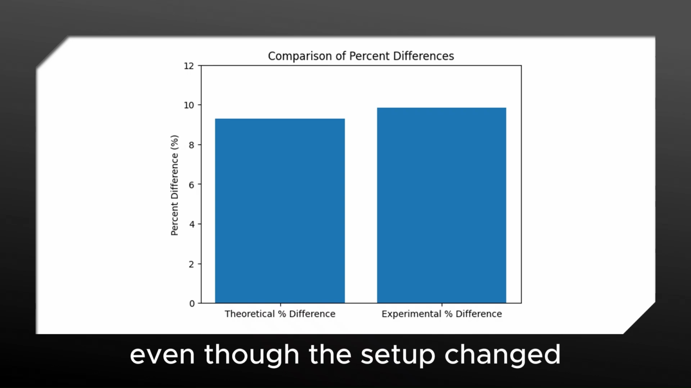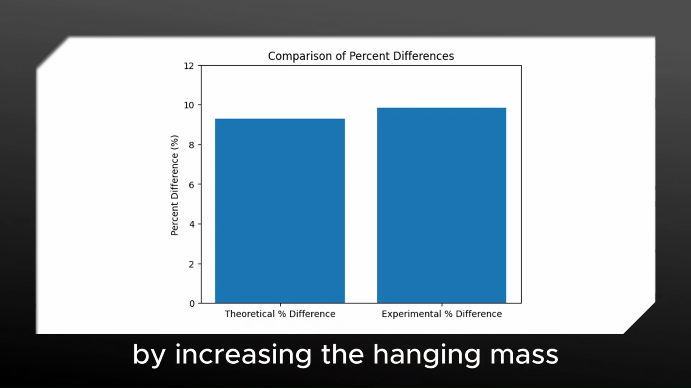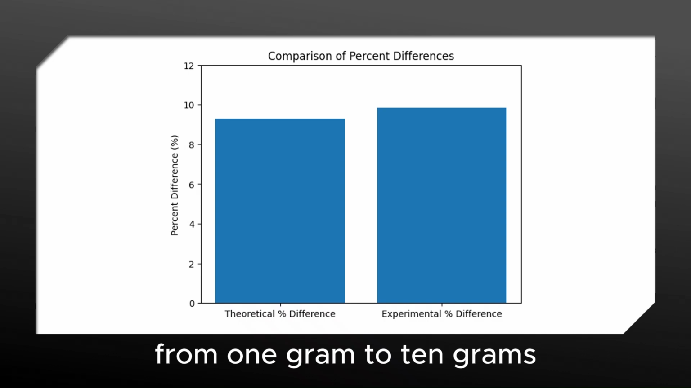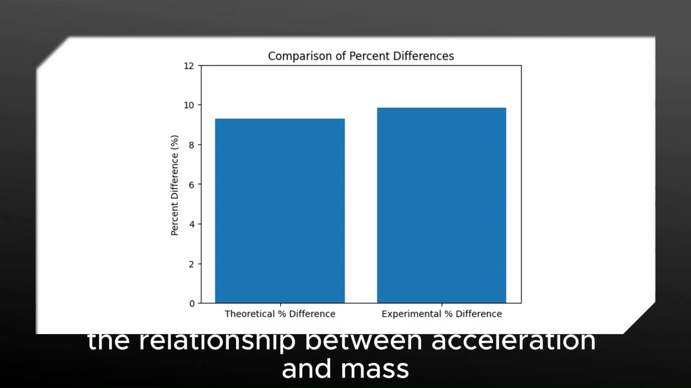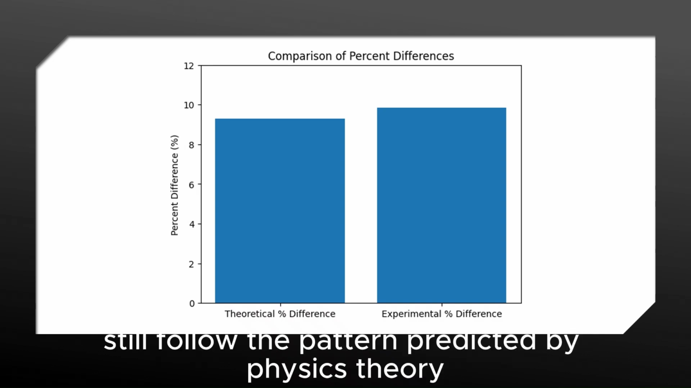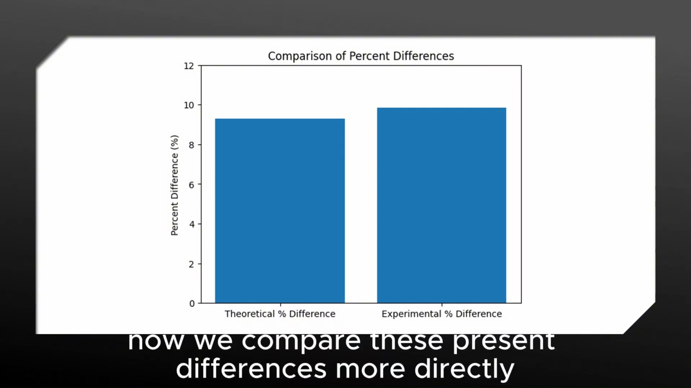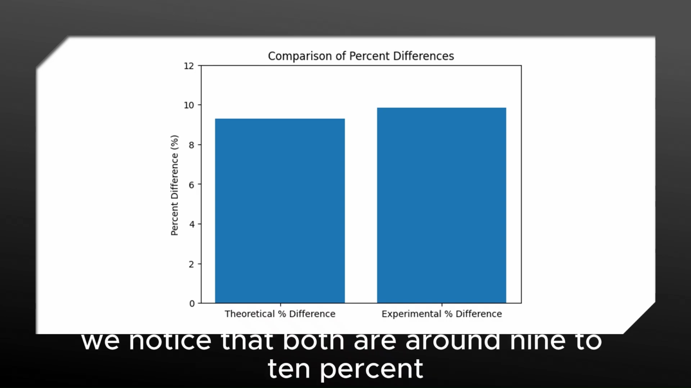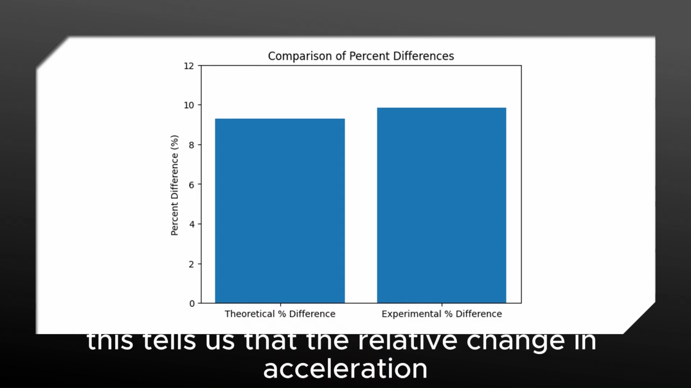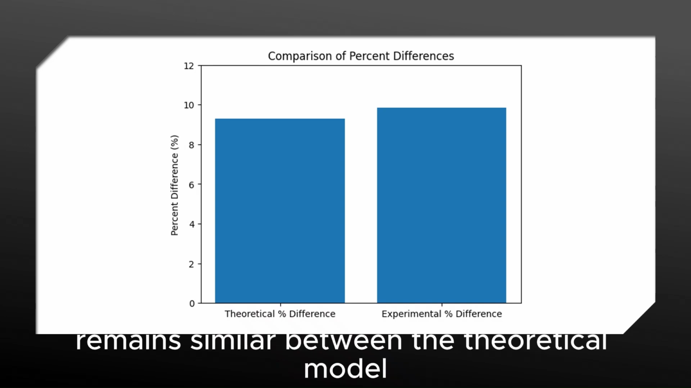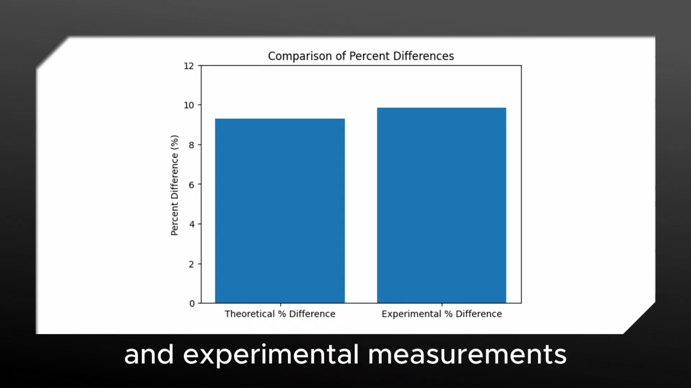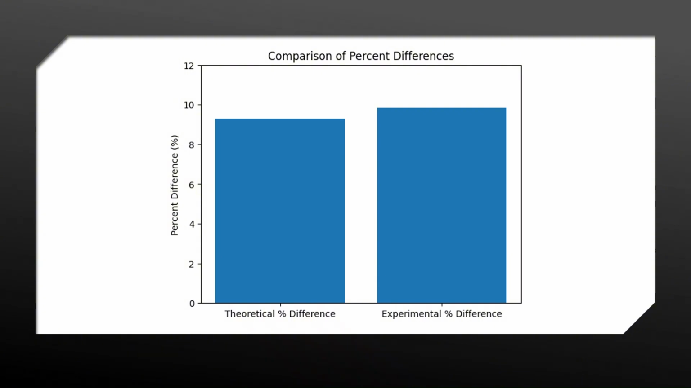Even though the setup changed by increasing the hanging mass from 1 gram to 10 grams, the relationship between acceleration and mass still followed the pattern predicted by physics theory. Now we compare these percentage differences more directly. We notice that both are around 9 to 10%. This tells us that the relative change in acceleration remains similar between the theoretical model and experimental measurements.